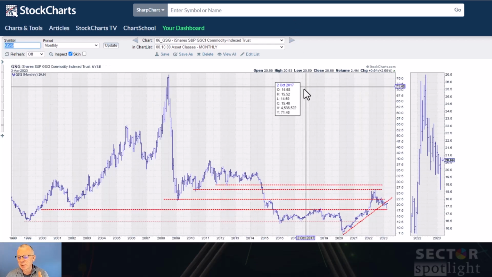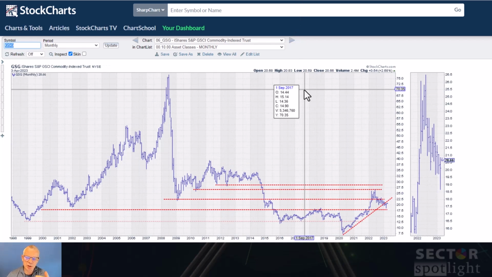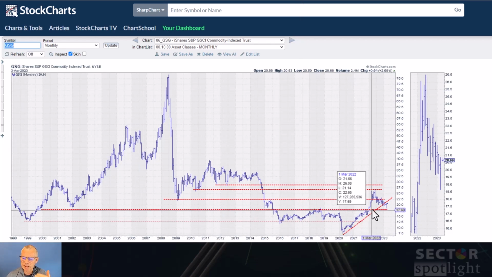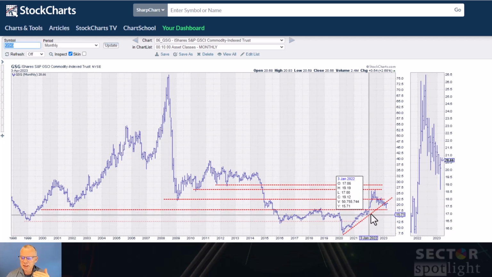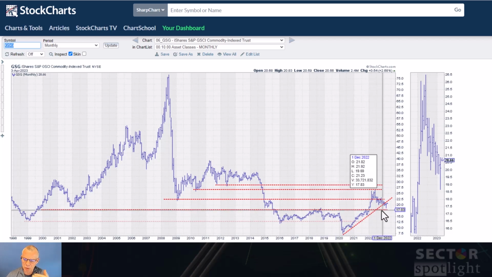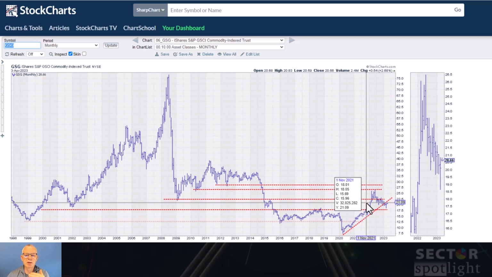Kind of a similar image you will see in GSG. Here also that trend line's broken. We're well above support, so that needs to hold up. But the momentum here is gone. So for commodities, both DJP and GSG, I think that the best that we can expect is a sideways move for now.